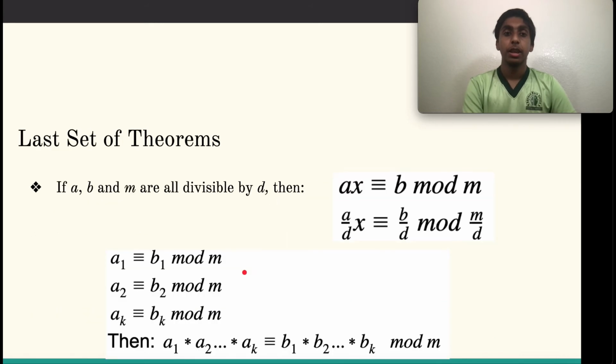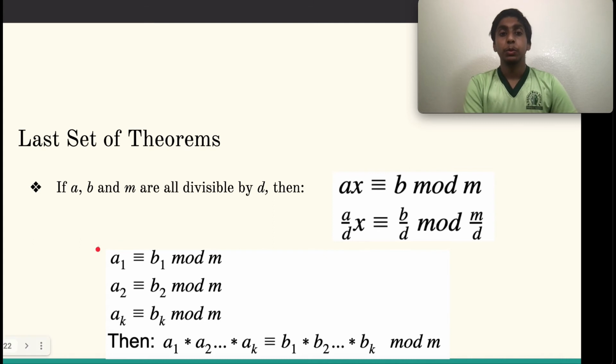Okay, so here's our last set of theorems. If A, B, and M are all divisible by D, then A times X, okay, so for now, let's just consider this. A times this unknown value X, this variable X, is congruent to B mod M. So then I can change this to A over D times X is congruent to B over D mod M over D. So what does this mean? This means that either way, the value of X here is going to be the same. There's going to be no changes in its value. So in theory, both these equations would hold true, and they're both equivalent.